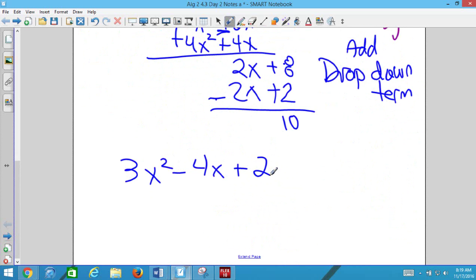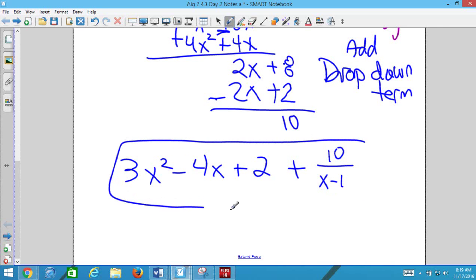Then we have to put a plus, and then how do we write our remainder? Right, it's the divisor, x minus 1. We put it over whatever we were dividing by, right?